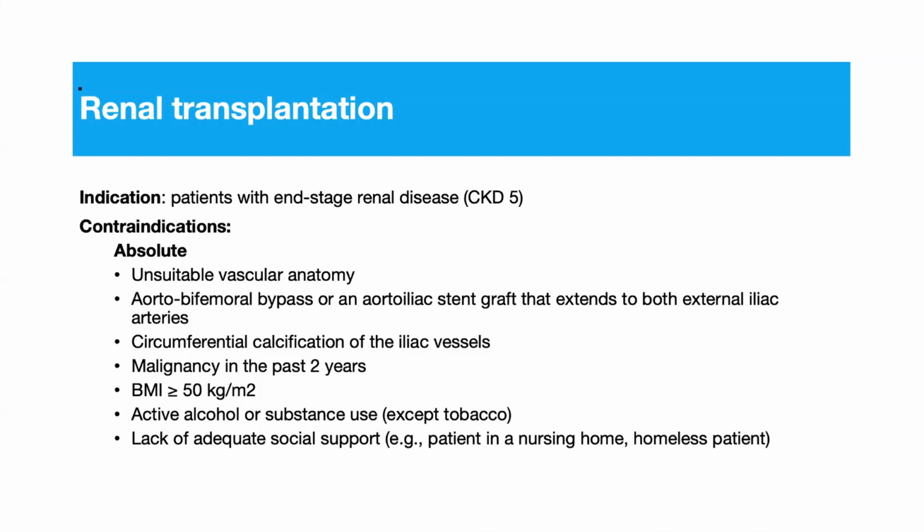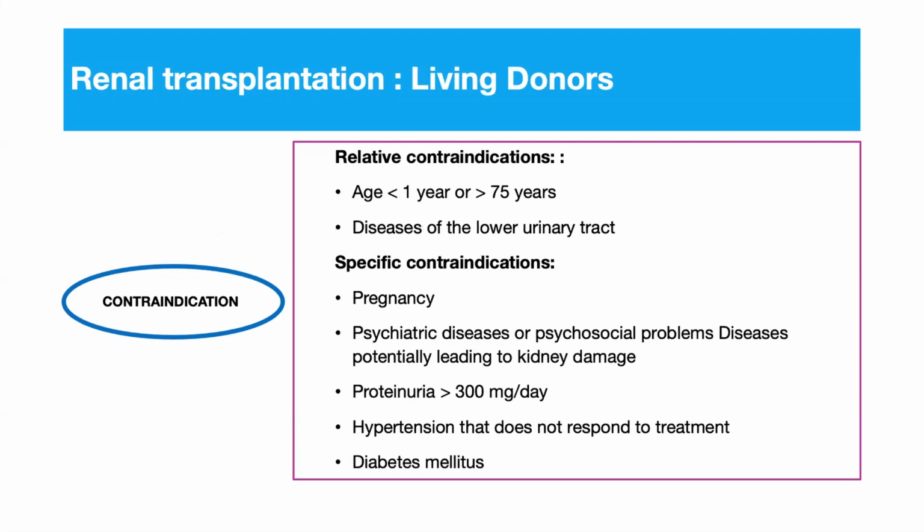And this is a general thing which I alluded to earlier: malignancy within the past 2 years or so, very high BMI, morbid obesity, or substance abuse. And as I mentioned earlier as well, you've got to ensure adequate social support. If there is a lack of it, then this is one of the absolute contraindications. There are also some relative contraindications.